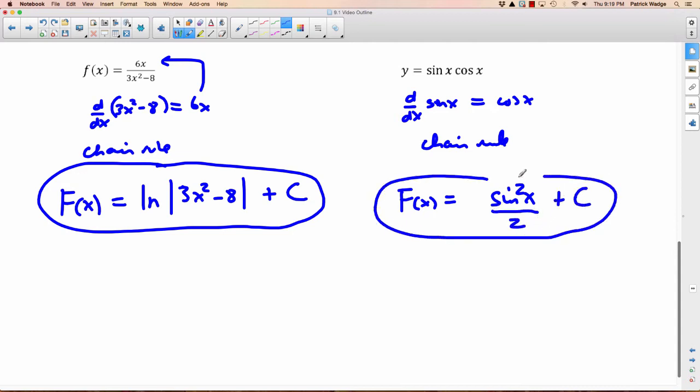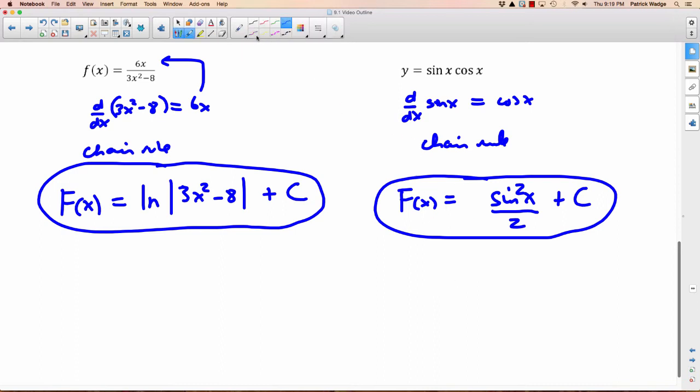Want to check it? Why not? We already kind of did, but let's do it again. So the outer function is something squared. So you're going to use the power rule. The 2 comes down, and it's now just sine x. Then you have to multiply by the derivative of the inner function, which is sine x. Well, that equals cos x. And don't forget, you have this 2 here, so it's kind of like the whole thing is times 1/2. These cancel, you're left with sine x cos x, and that's what we wanted to start with.